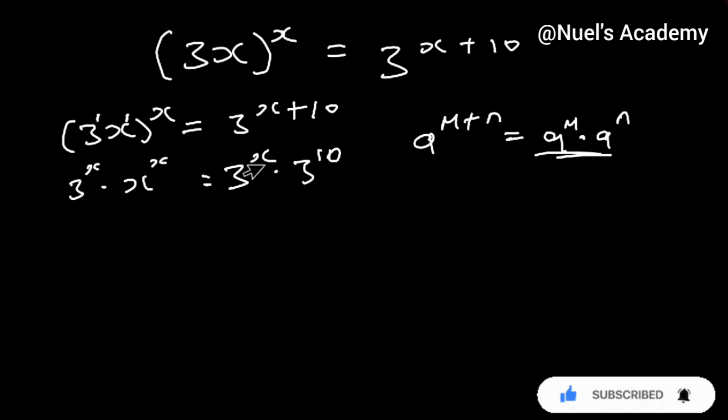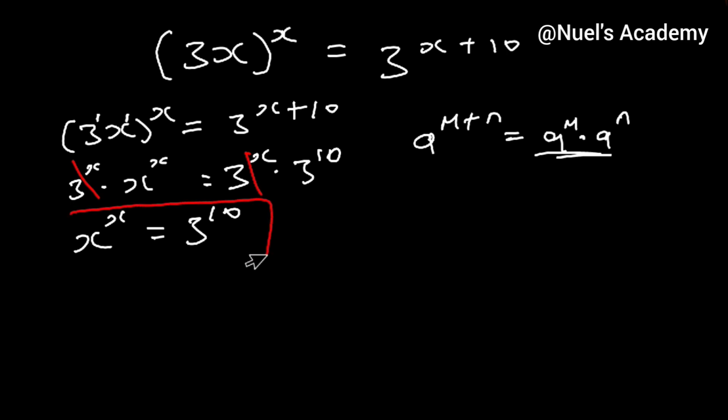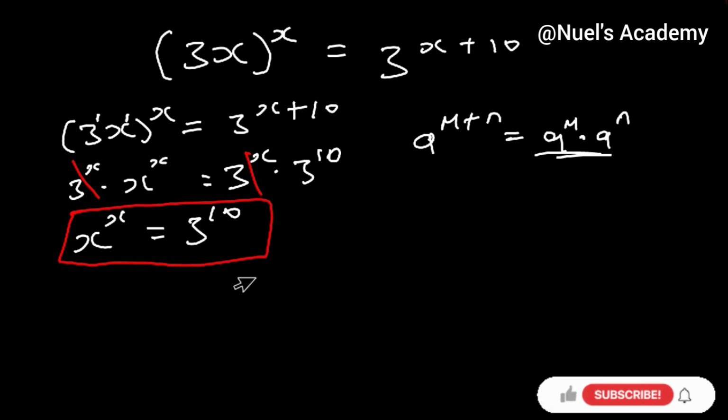If you look at this equation, you see that these 3^x and 3^x are the same, so they are going to cancel out, and we are going to have x^x is equal to 3^10. Now, no matter your knowledge of algebra and the depth of experience in solving it, you cannot solve this equation using that approach. So we are going to use the Lambert W function to solve this equation.